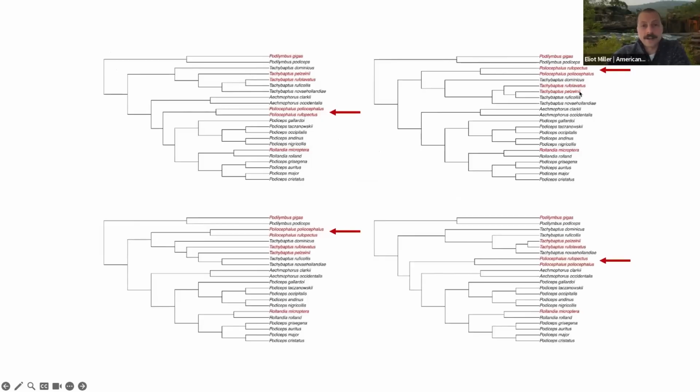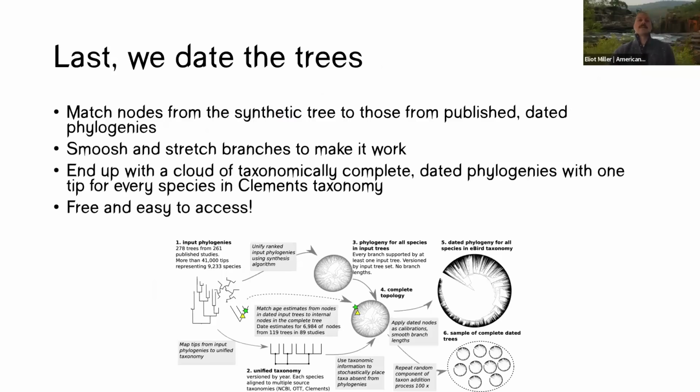And then here they're sister to Tachybaptus. These are all valid positions given the taxon addition statements I gave it. And so we do this for all the missing taxa hundreds of times. And we finally get to the last step in this process, which is now we need to date this tree and match it to the fossil records.